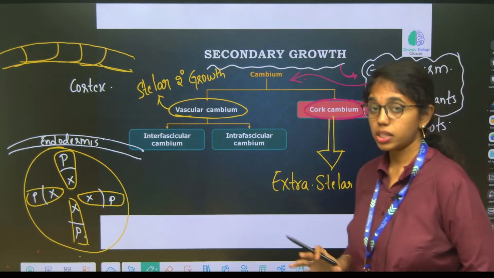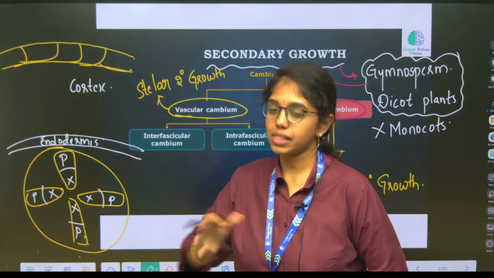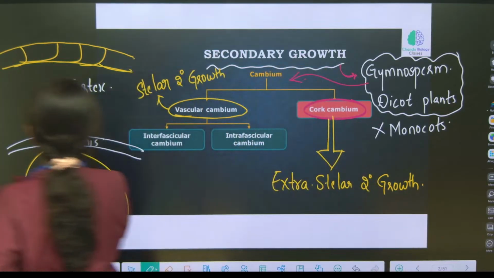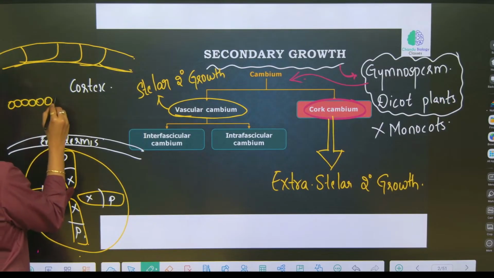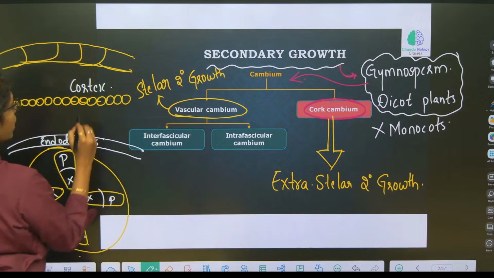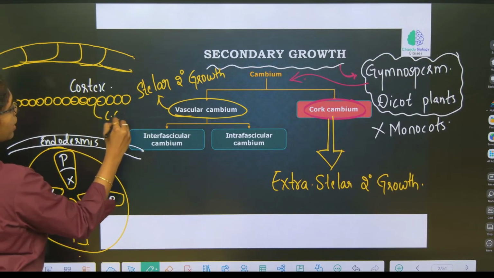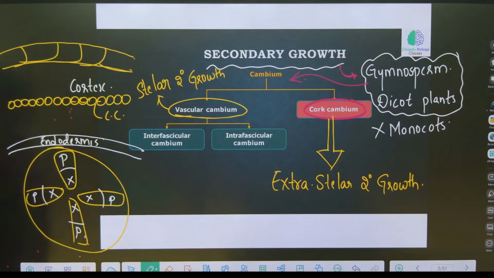What happens is, inside the cortex region, a few of the cells will become meristematic again, and they form cork cambium here. What do they form? A cork cambium. And these cells will undergo arithmetic growth.